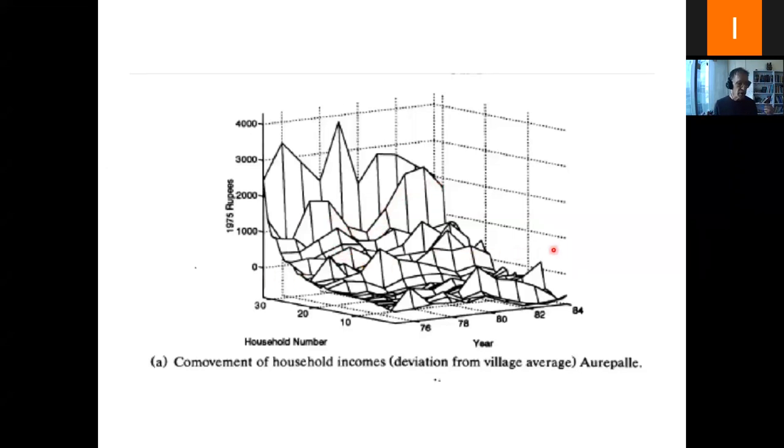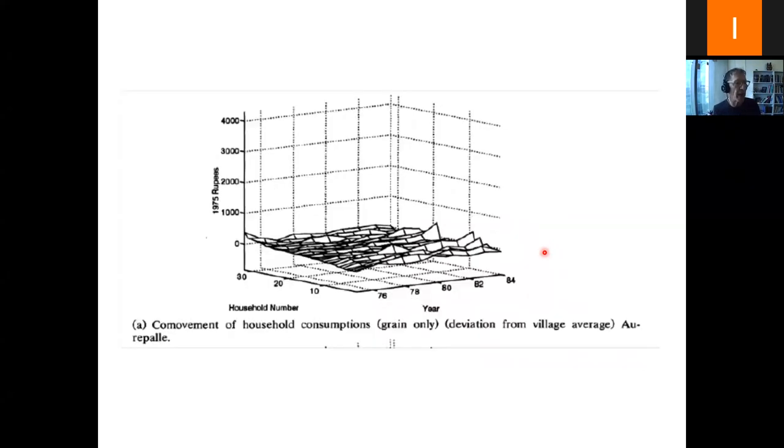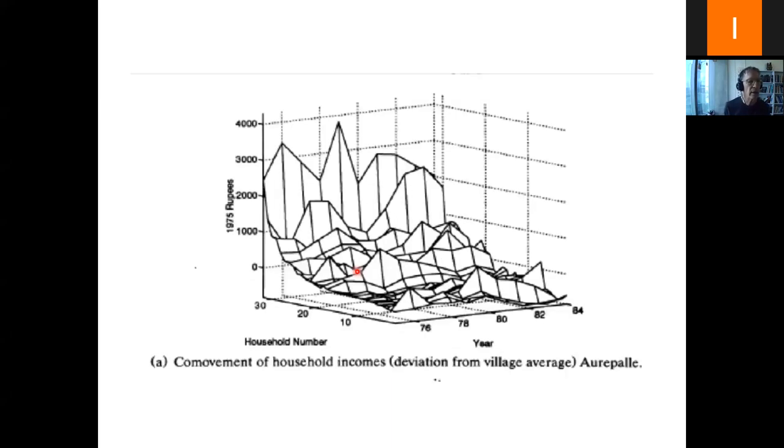And so what do you see in this picture? You see a mountain range. You see some people's income going up, other people's income going down. It's jagged. There's a lot of variation. And then if you take a look at the time path for the same households over the same years in their consumption, this is of grain consumption only, what we see is a lot smoother path and a lot more co-movement. There's a lot less idiosyncratic variation than we see in the incomes.